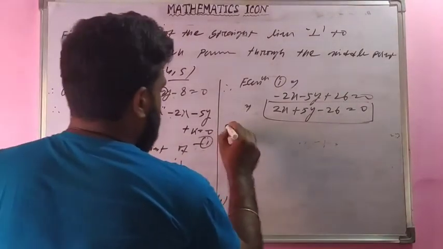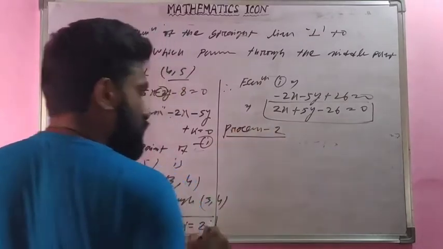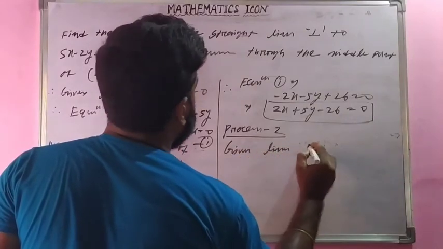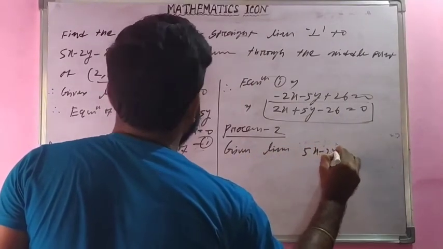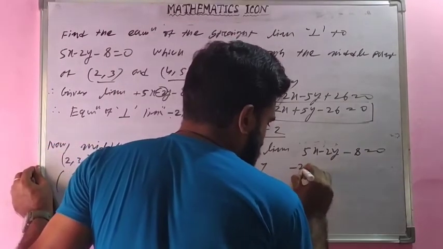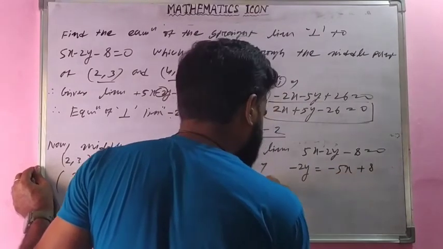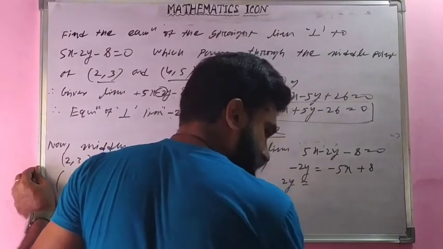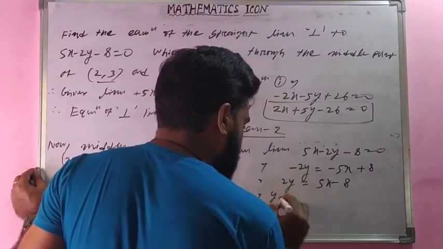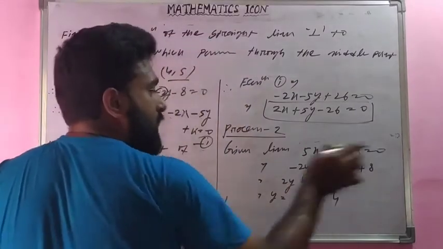And there is one more process, process 2. The given line is 5x minus 2y minus 8 equals 0. From here, minus 2y equals minus 5x plus 8, that means 2y equals 5x minus 8 after multiplying the whole equation by minus. That means y equals 5 by 2 x, and here 8 by 2, that means 4. We divided the whole equation by 2.